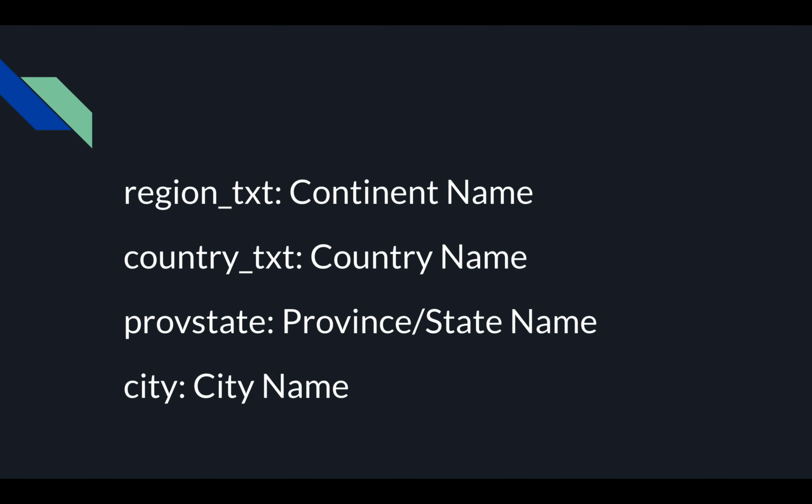Here are the four last variables we use in our app, which are region tags, country tags, province or state, and city name. For example, if Grinnell is the city name, Iowa is the state name, United States of America is the country name, and then North America is the continent name.